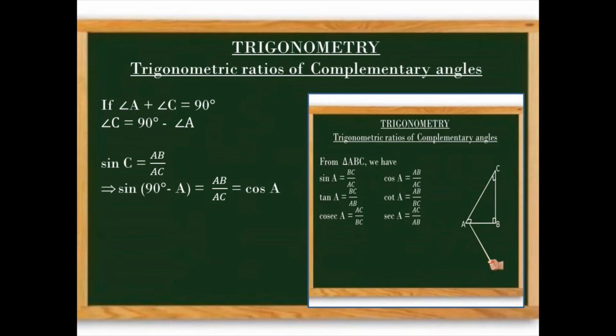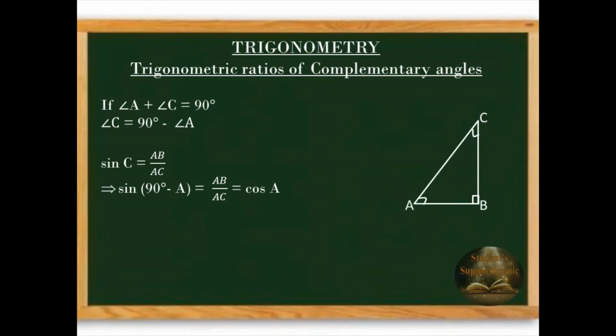AB by AC is what? It is cos A. Therefore, sin(90° − A) is equal to cos A. Similarly, we write for cos C. Cos C is equal to what? Adjacent is BC and hypotenuse is AC. So cos C is equal to BC by AC.